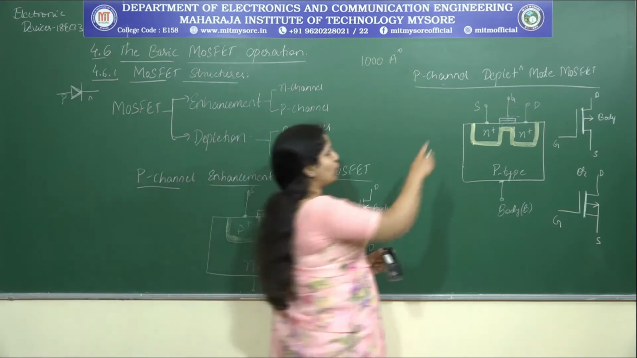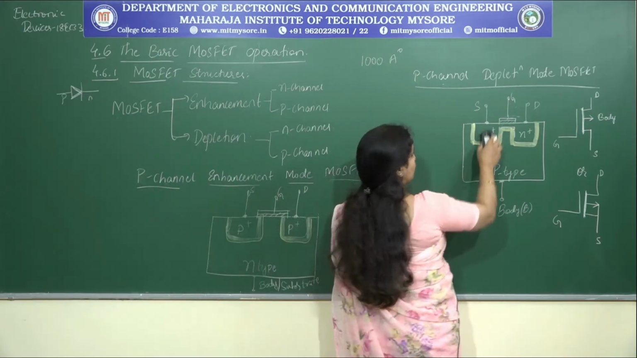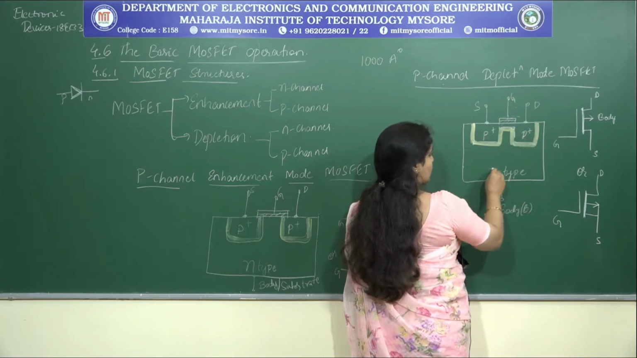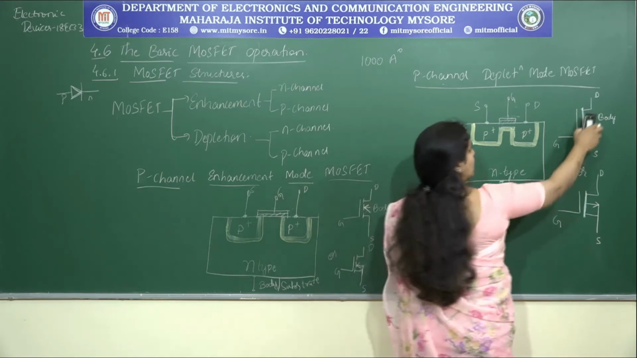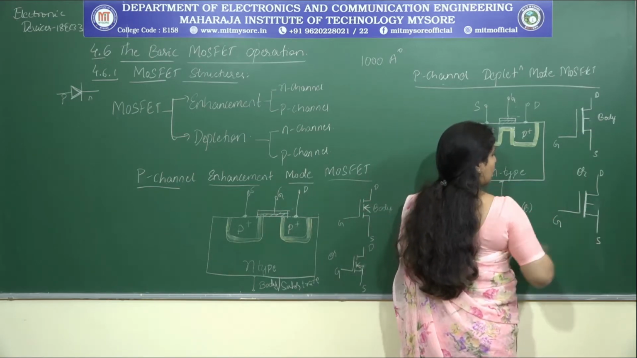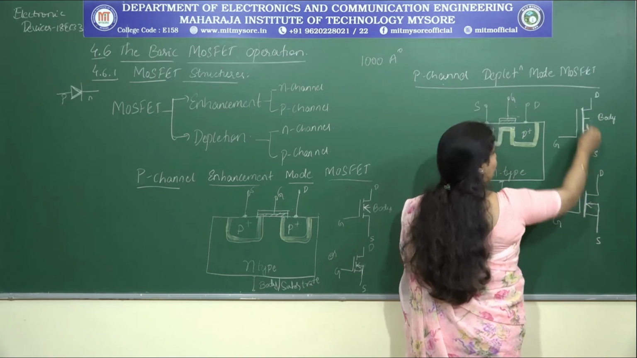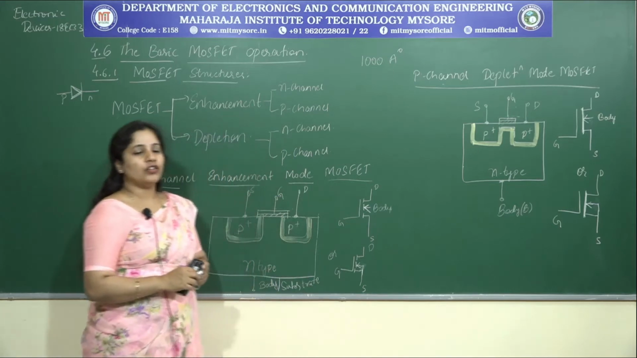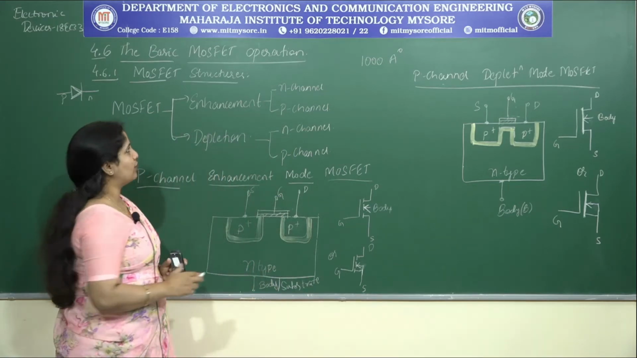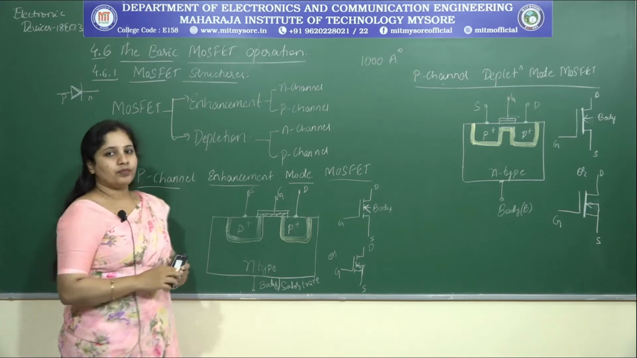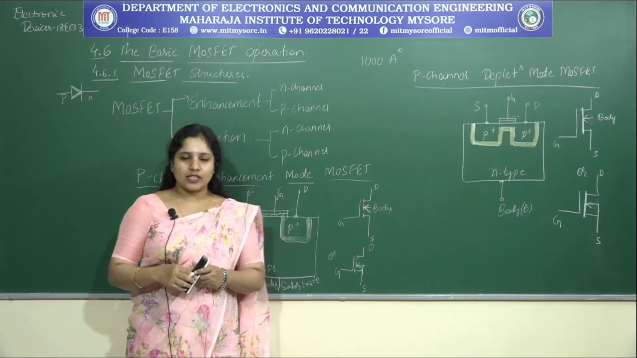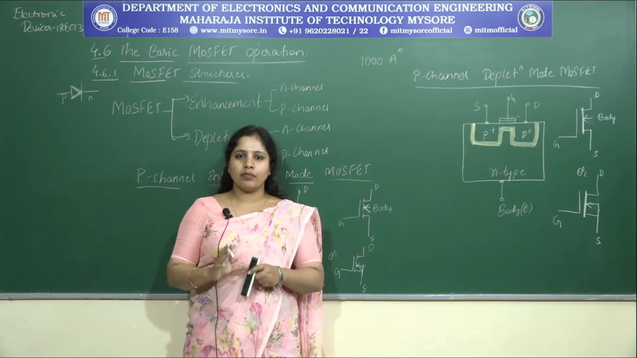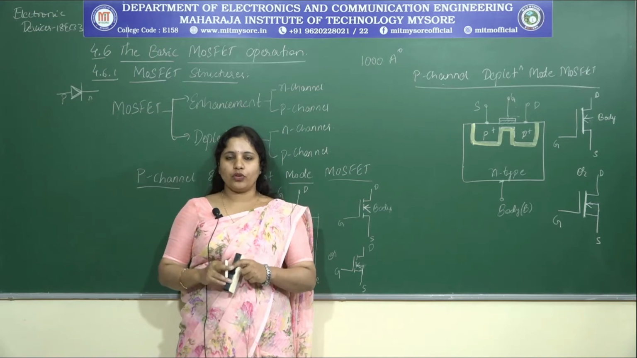Now if I want to do it for the depletion mode, what do I have to do here? I have to consider these as P plus regions and this as an N-type substrate, and the body arrow direction should be inward. And this completes the 4 different structures that we have to consider under MOSFET. I hope all of you are clear with how to write the cross-sectional structure and how to represent the symbol of the MOSFETs for all 4 cases.